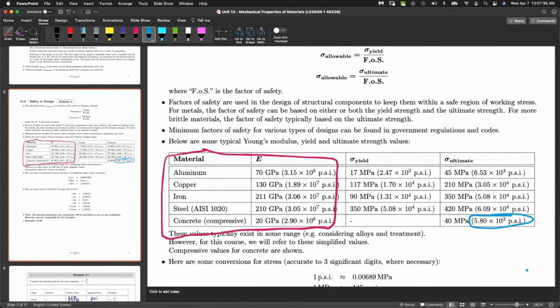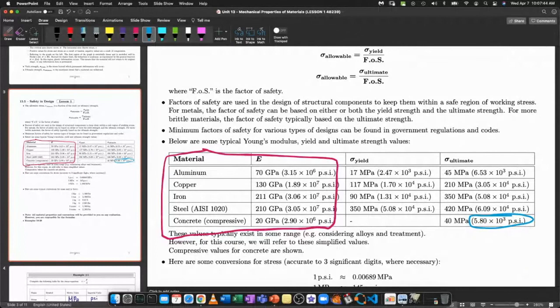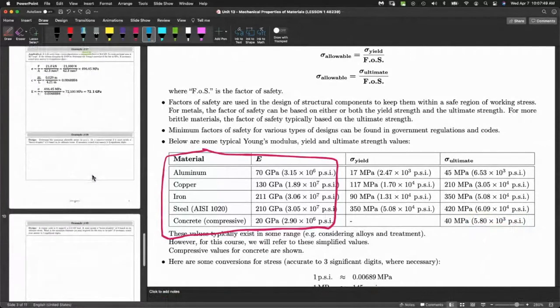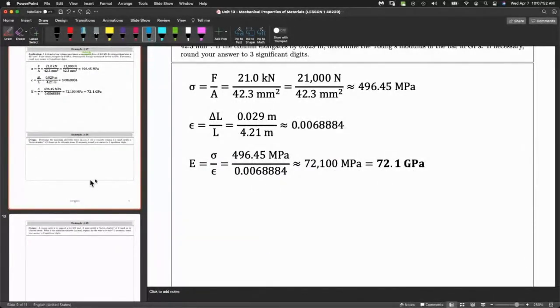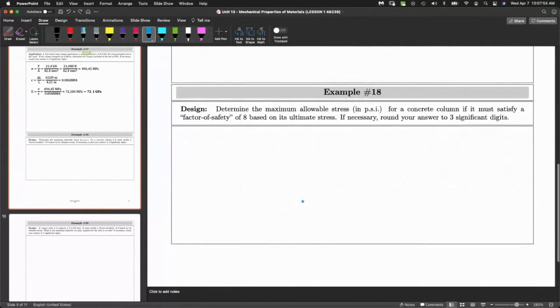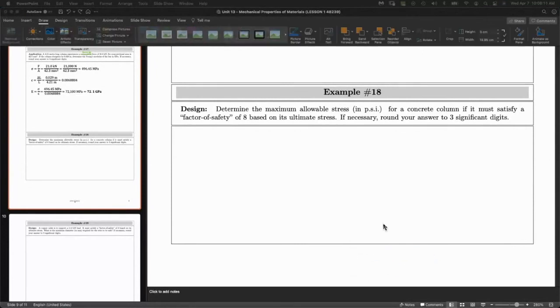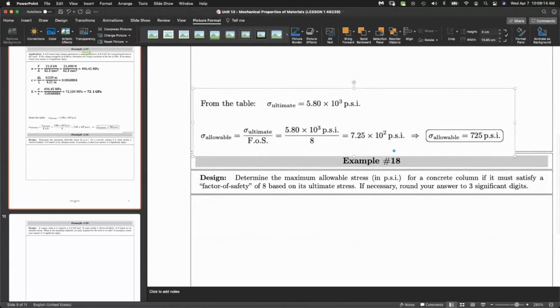Does that make sense? Let me know in the chat. Concrete ultimate. Just reading a number off the table. Cool. So we go over here. Sometimes the factor of safety is based on the yield, sometimes on the ultimate. You do not have to decide that for this course. It would be told to you. So you're not a psychic. Nobody's asking you to design anything out of thin air. You'll be carefully guided in terms of what I ask you in questions.